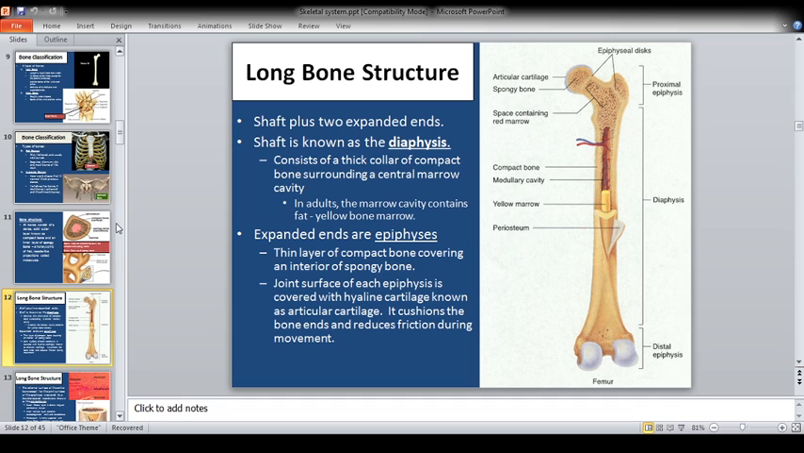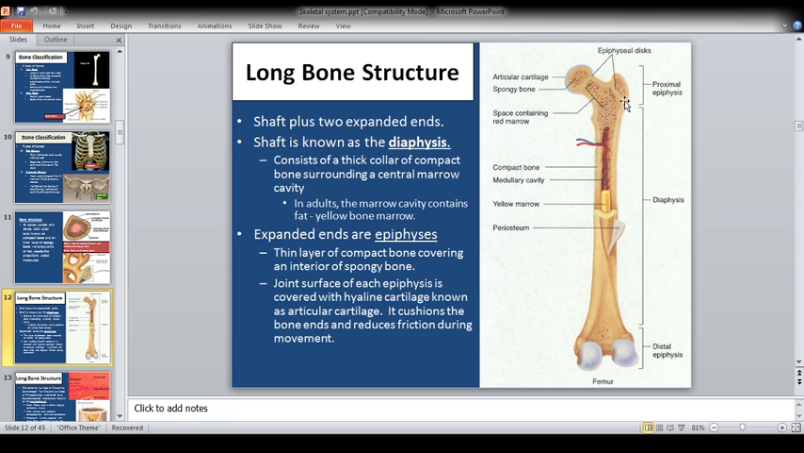If you look at the long bones, they consist of a shaft. This is the shaft, and then two ends on both sides. The shaft is known as the diaphysis, and it consists of a thick collar of compact bone on the outer side surrounding a central marrow cavity where the bone marrow is present. In adults, the marrow cavity contains fat, that is yellow bone marrow, and the expanded ends, this one and this one, are epiphyses.